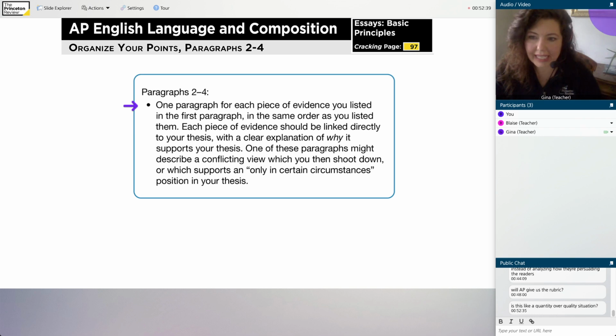And is this a quantity over quality situation? That's a good question. It could be. I mean, if you're really on the ball and you find like 10 things that you want to talk about, the question is, can you organize them in a way that makes sense? I do not want you to write an essay with a laundry list of 10 things in it. But if you notice that your 10 things really break down to about 3 things, then you could group them together in 3 body paragraphs.